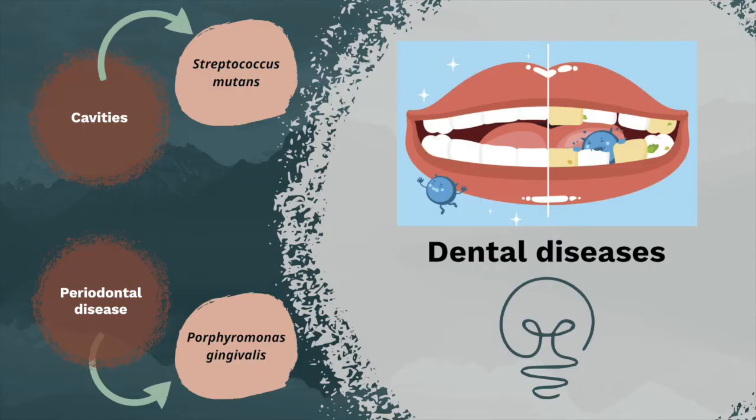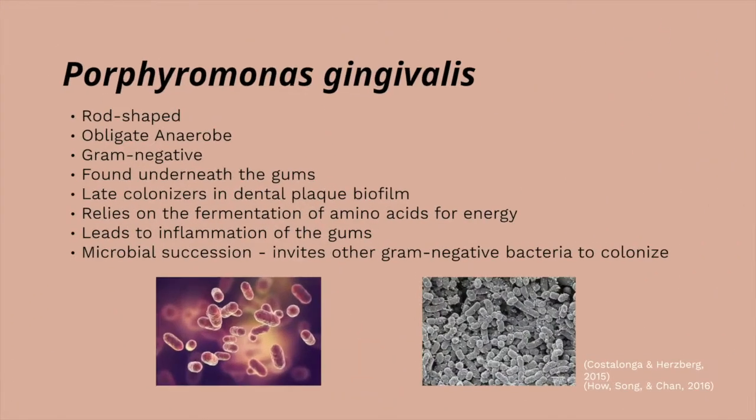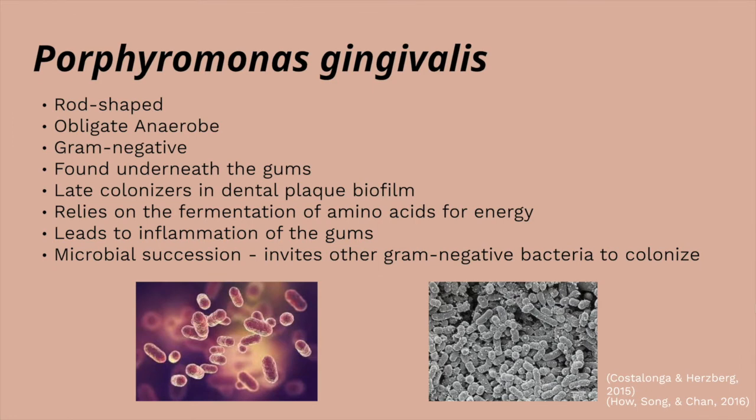One of the first etiological agents of this disease is called Porphyromonas gingivalis. P. gingivalis is a rod-shaped bacterium that lives in the pockets underneath the gums, where it can survive in the absence of oxygen. It is one of the late colonizers of dental plaque biofilm and is considered much more motile than the Streptococcus species. This bacteria invites other microorganisms involved in periodontal disease to colonize in the mouth.